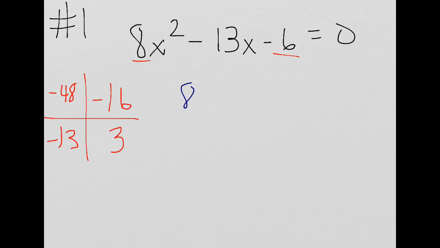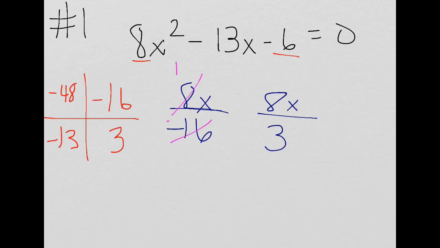The next part is just put whatever A is on top. You can put the X or you cannot put the X, it doesn't matter. Negative 16 goes under one, 3 goes under the other, and simplify if you can. 8 goes into 8 one time, 8 goes into 16 2 times. I can't simplify 8 and 3.